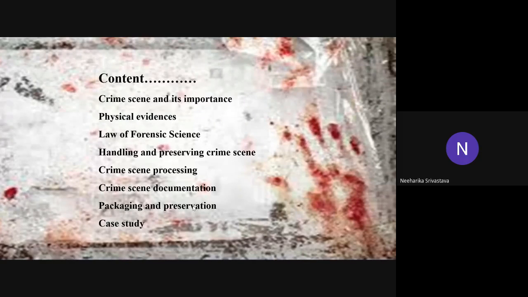What is a crime scene and what is its importance in solving a crime? What are physical evidences, its types, which play a very important role for a successful investigation? What are the laws of forensic science, which are basically the backbone of the investigation? How to handle and preserve the crime scene, and what are the protocols which should be followed for crime scene processing, how we can record the crime scene for a longer duration, how we should package and preserve the physical evidences, which will be followed by case study and some fun activities.